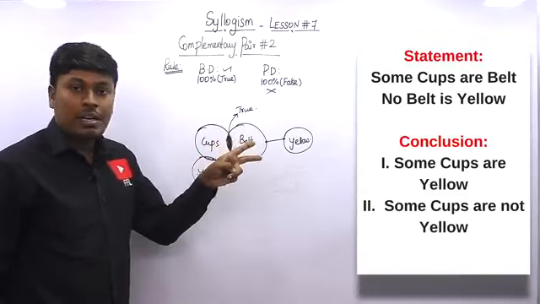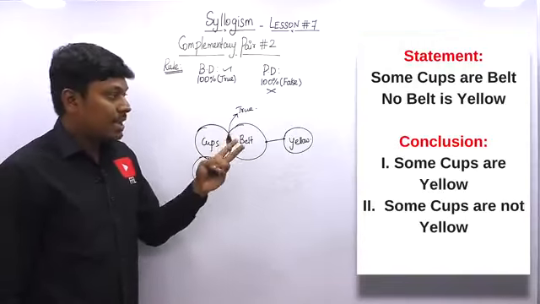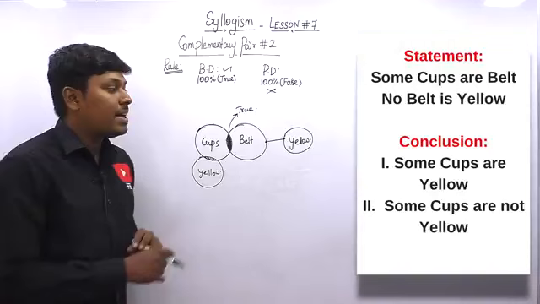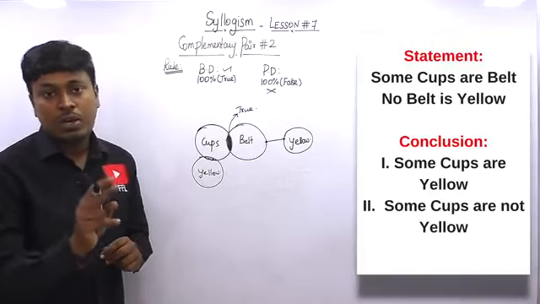You need to check both the conclusions separately. Some cups are yellow: that is wrong. Second conclusion, some cups are not yellow: yes, that is true. So the answer for this question is some cups are not yellow, that is, conclusion number 2 alone is true.